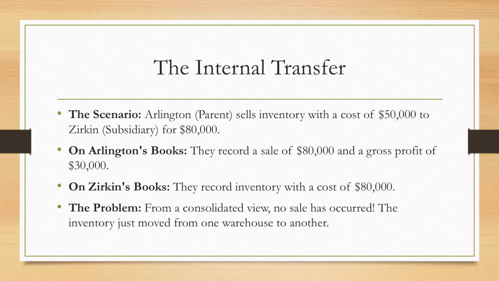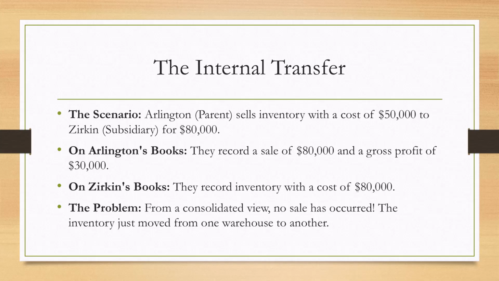Let's follow the journey of some inventory. In year 1, Arlington the parent sells inventory with a cost of $50,000 to its subsidiary, Zirkin, for a marked up price of $80,000. On their separate internal books, Arlington records a sale and a handsome gross profit of $30,000. Meanwhile, Zirkin records the inventory on its books at its new cost of $80,000.